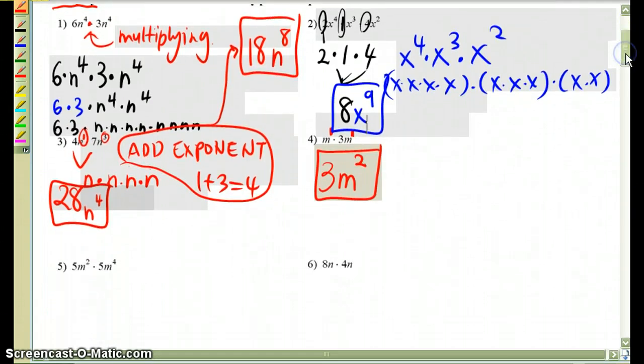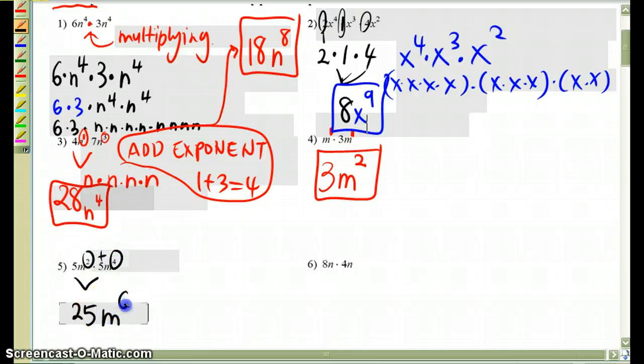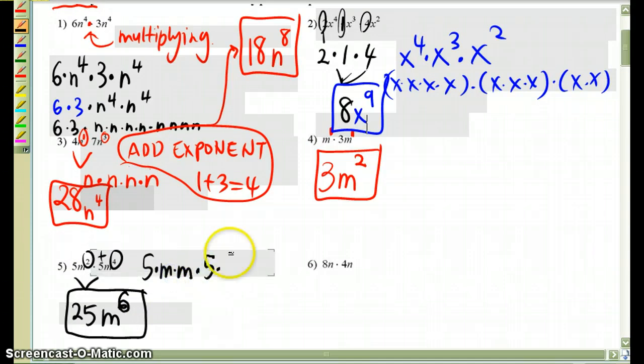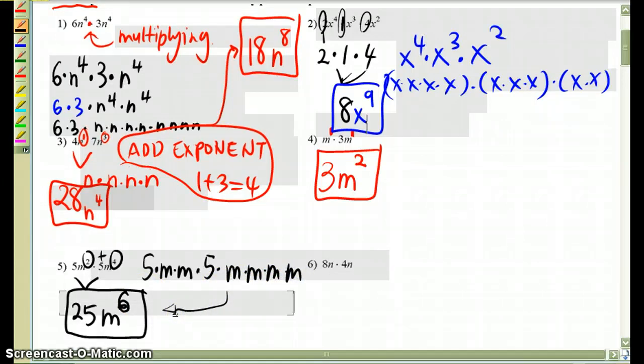Okay, and number 5. 5 times 5 is 25, and then m to the 2nd power, I'm going to add that with the 4, so that gives me m to the 6th power. Again, this is the shortcut way. I would like you to expand it out so that you can see exactly what you're doing for practice. So writing 5 times m times another 5 times m to the 4th power, which is 4 m's, would help you realize that is why your answer is 25m to the 6th power. Write that a little neater.